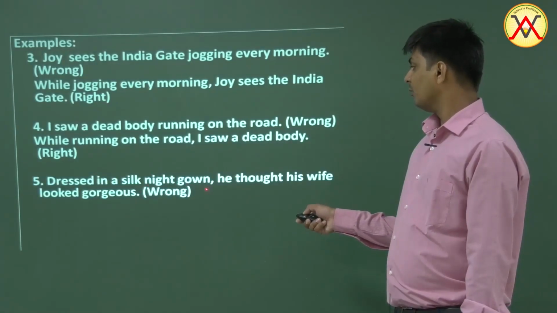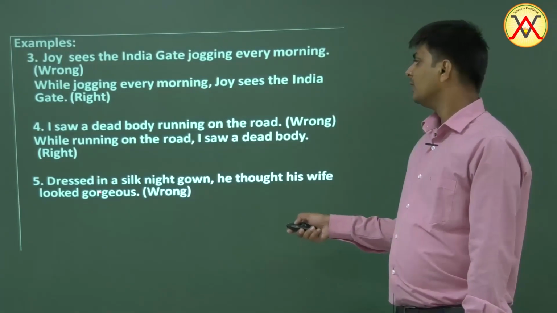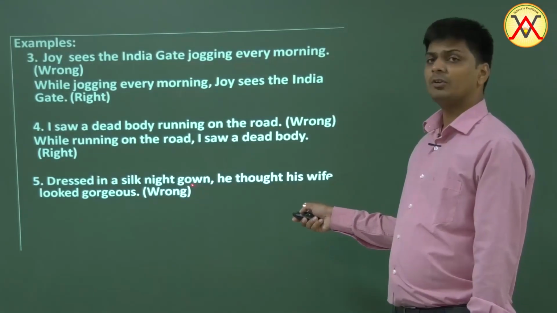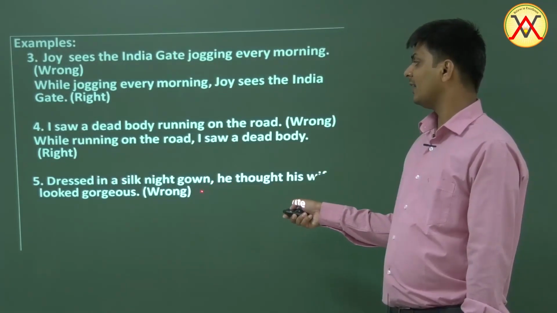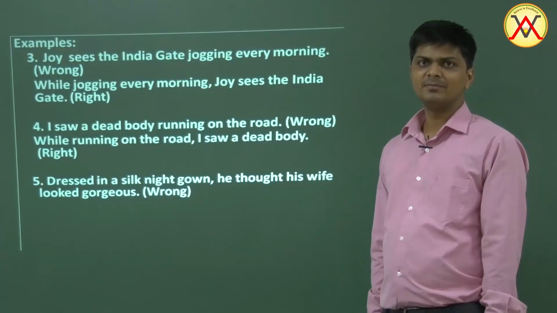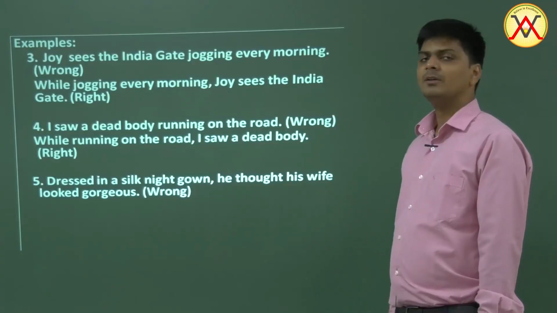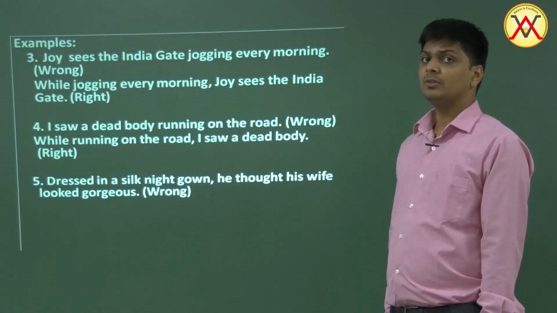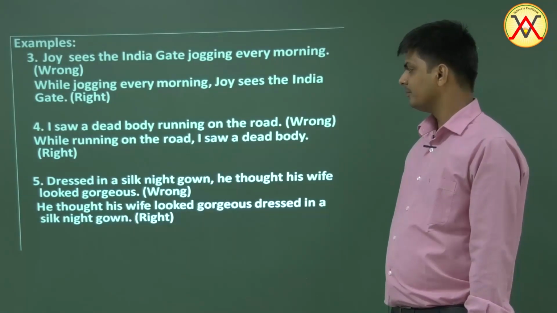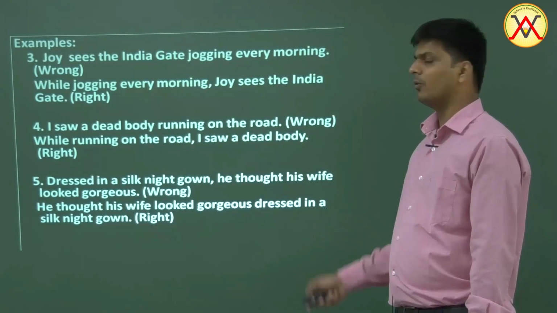Dressed in a silk nightgown, he thought his wife looked gorgeous. Now here, dressed in a silk nightgown is put close to him. It seems that the man is dressed in a silk nightgown, which is impossible. Who is dressed in a silk nightgown? Well, it's the man's wife. Then this phrase should be put close to the wife and not close to the husband. It should be, he thought his wife looked gorgeous dressed in a silk nightgown.